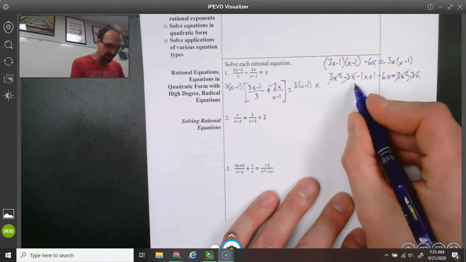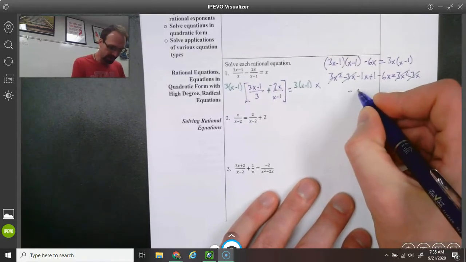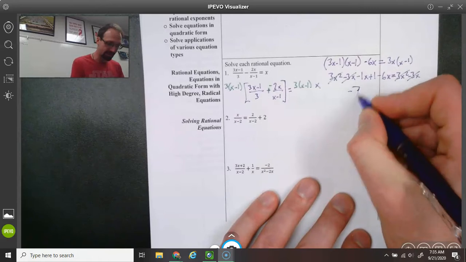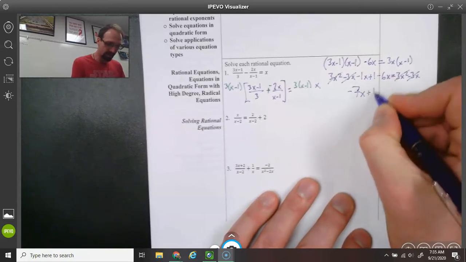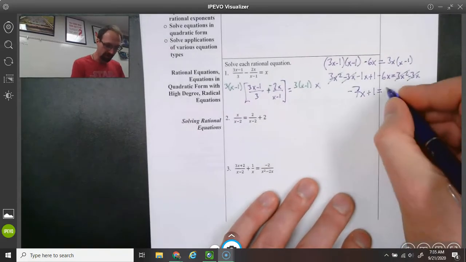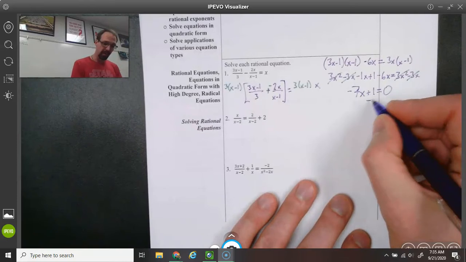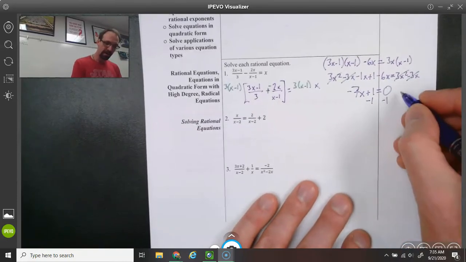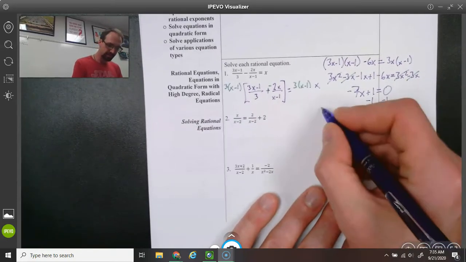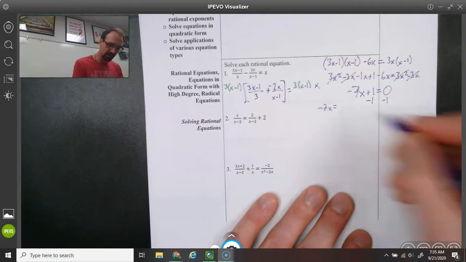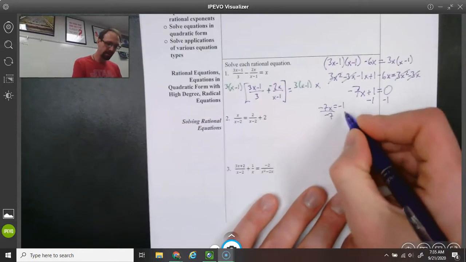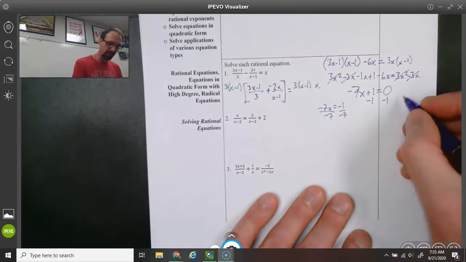So here I have negative 1x or negative x. Minus 6x is negative 7x. Plus 1, and then on the right-hand side we have 0. Subtract 1 on both sides. And then I have negative 7x is equal to negative 1. Divide by negative 7 on both sides, and you get x equals 1/7.